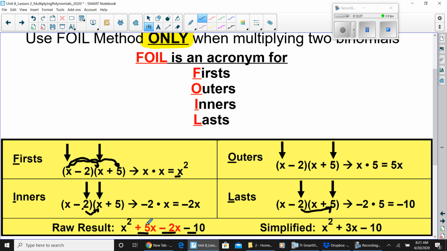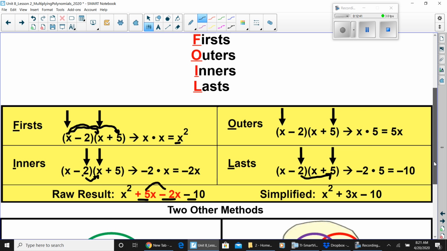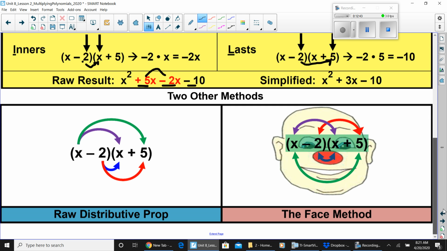And then you just combine the like terms, which will always be in the middle if you do it this way. You have 5x minus 2x, and that is 3x. And then you get, simplified, x squared plus 3x minus 10. All right. So there are two other methods that you can use. It's just the distributive property. All right. So just get this straight, because this is the way I do it. This is kind of like my method.